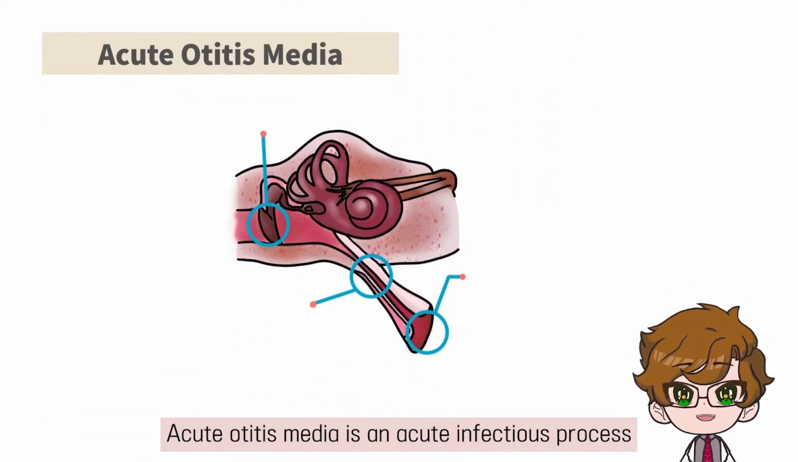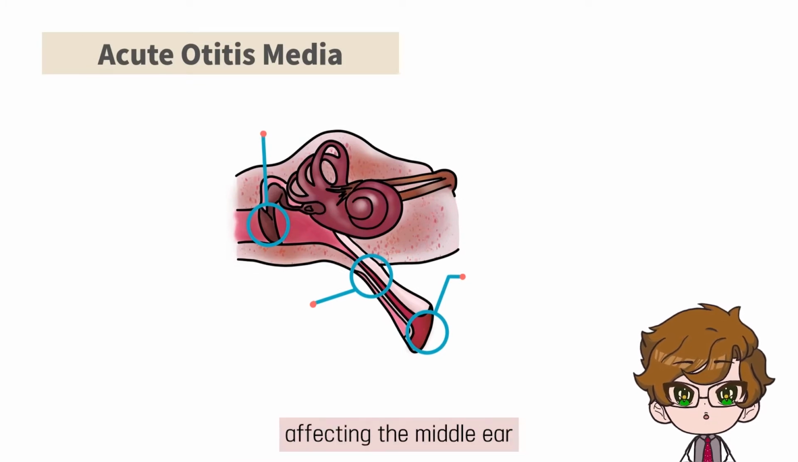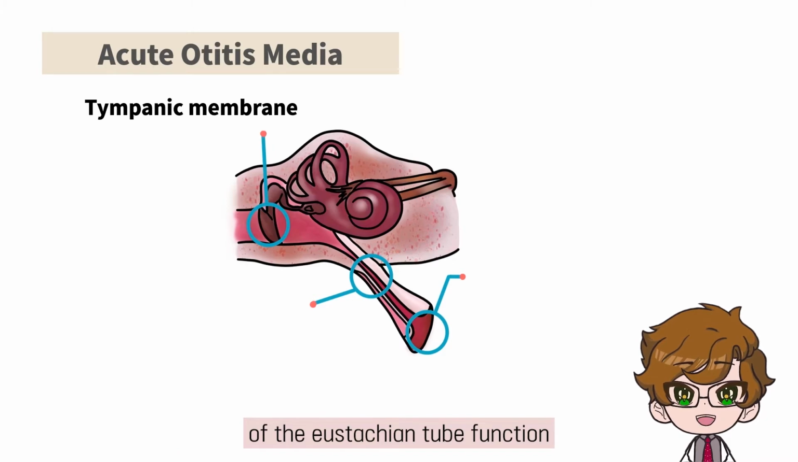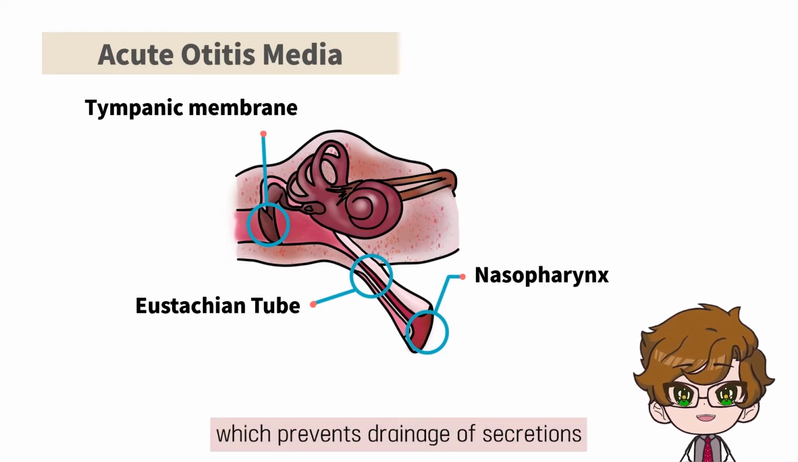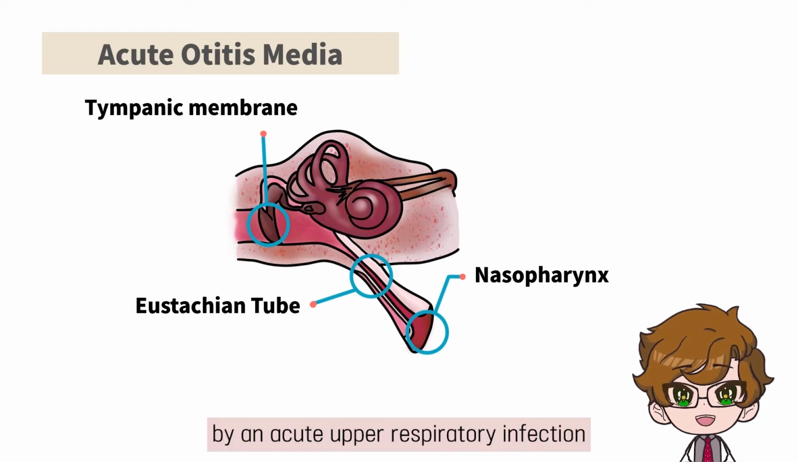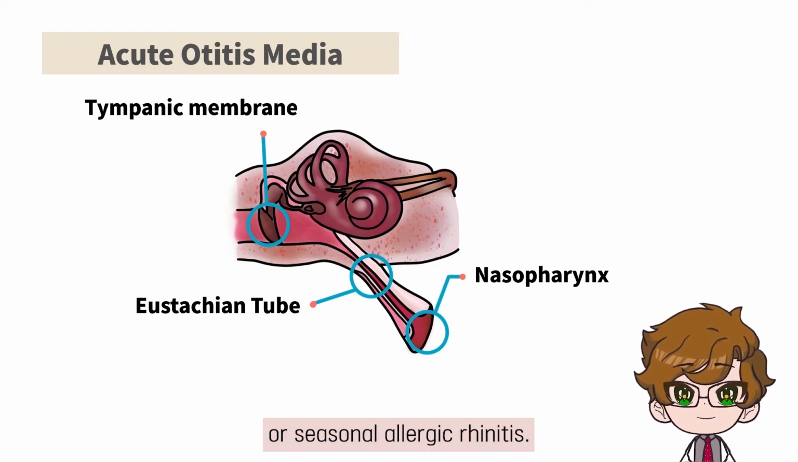Acute otitis media is an acute infectious process affecting the middle ear, which commonly occurs due to an impairment of the eustachian tube function, which prevents drainage of secretions from the middle ear space. This can be precipitated by an acute upper respiratory infection or seasonal allergic rhinitis.